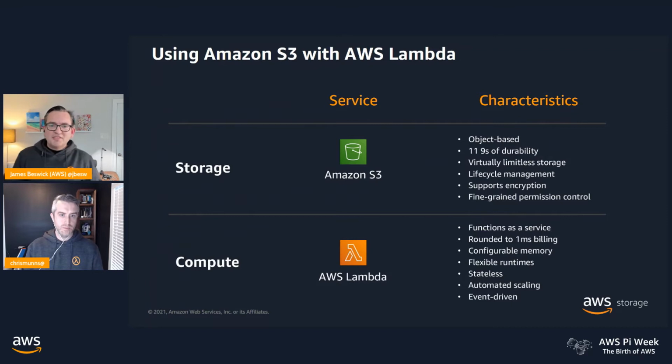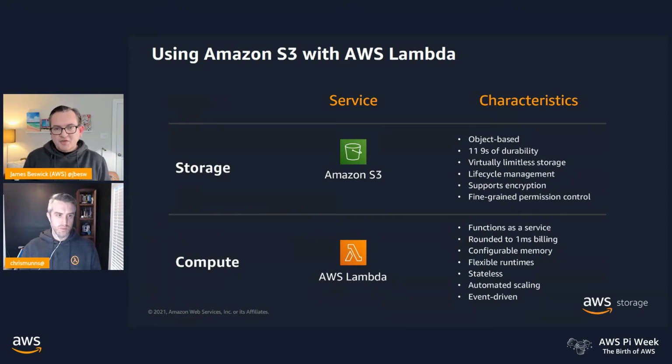Now, one of the great things about using S3 and Lambda is when you build these workload solutions, you can combine the characteristics of both services in your workloads. So just to quickly review this, S3 is object-based. It provides 11 nines of durability, and it has virtually limitless storage for your workload. It provides lifecycle management, so you can expire objects and move storage tiers based upon rules, and it supports encryption and provides a fine-grained permission model.